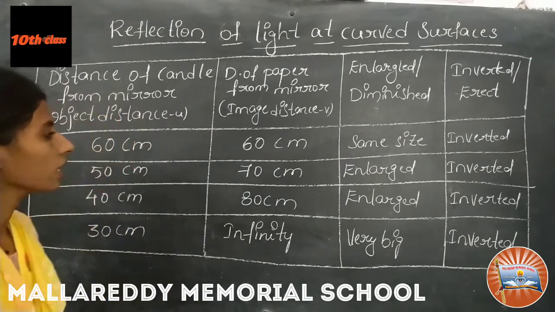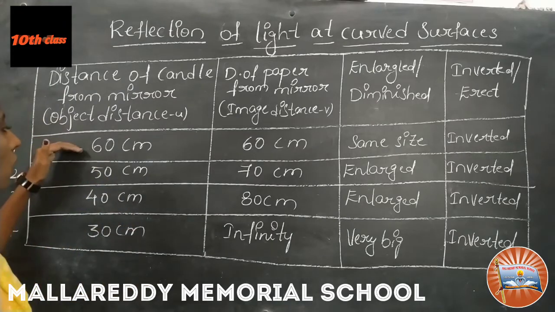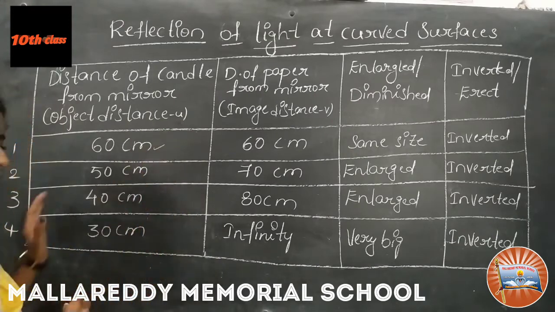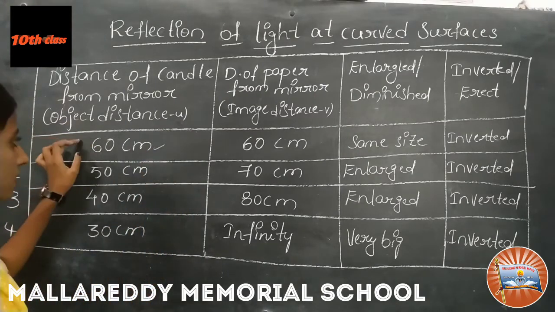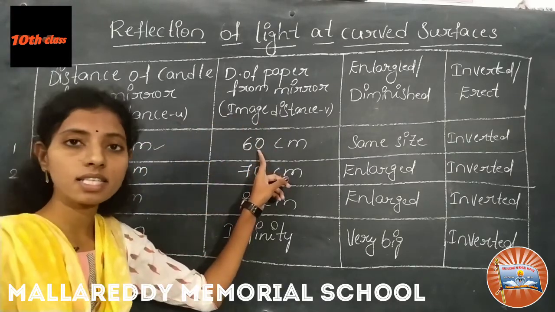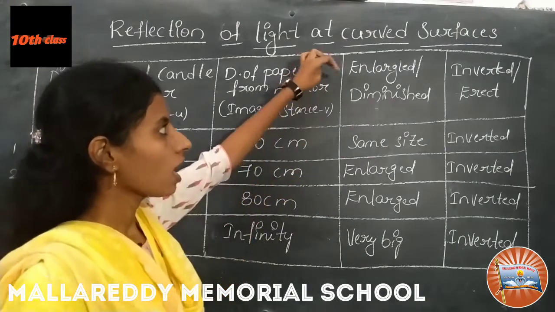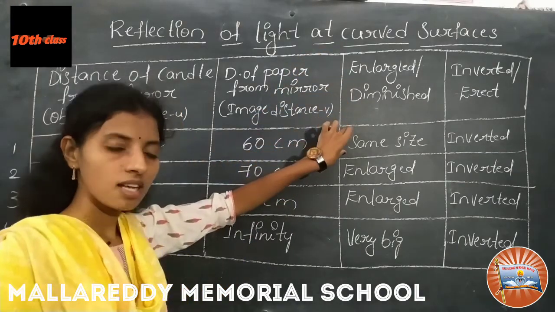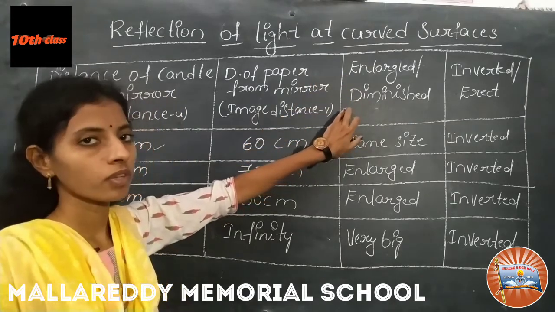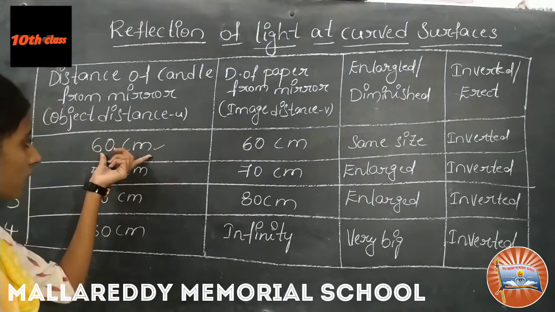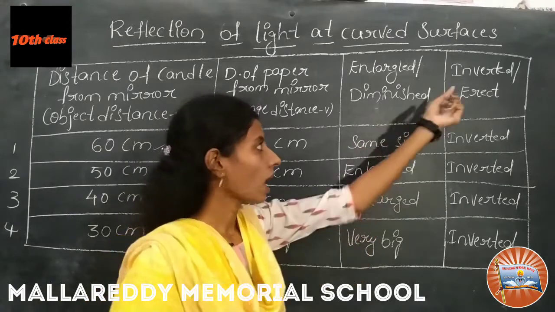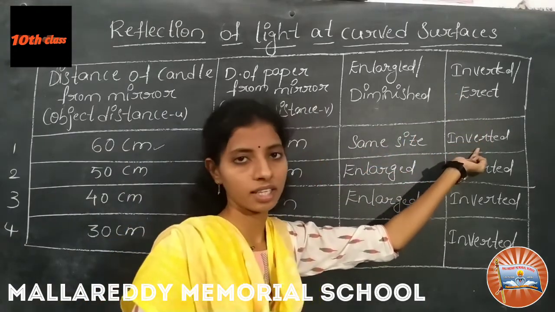For example, if we take the object distance, denoted by U, at 60 centimeters, when we keep the object at 60 centimeters we will get the image distance also at 60 centimeters. And we will get the image of the same size. It is not enlarged or diminished. Why? Because the object distance and image distance are the same. So we get the same size, and the image is inverted.